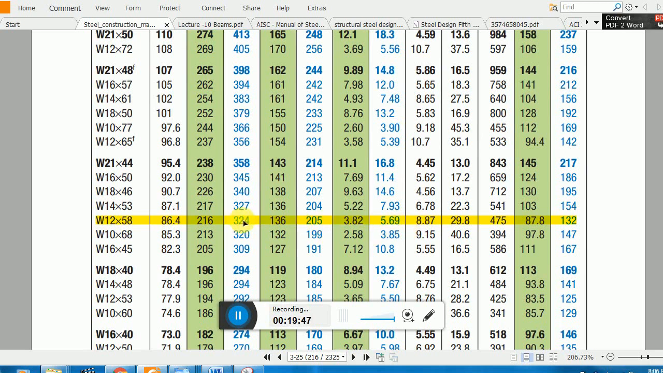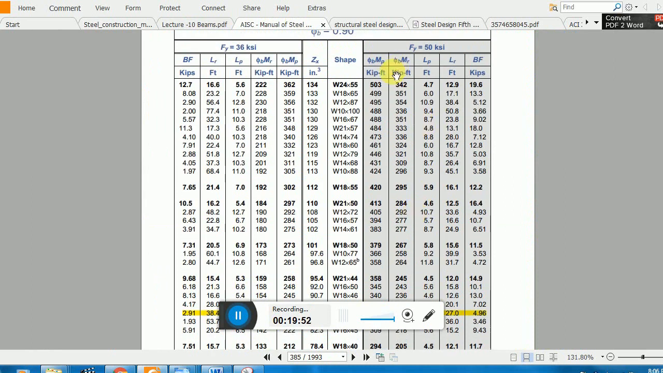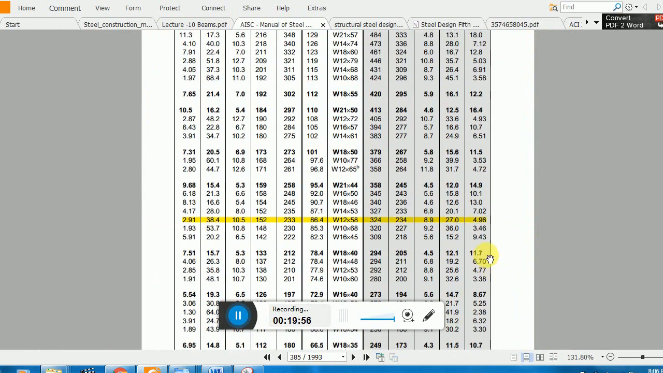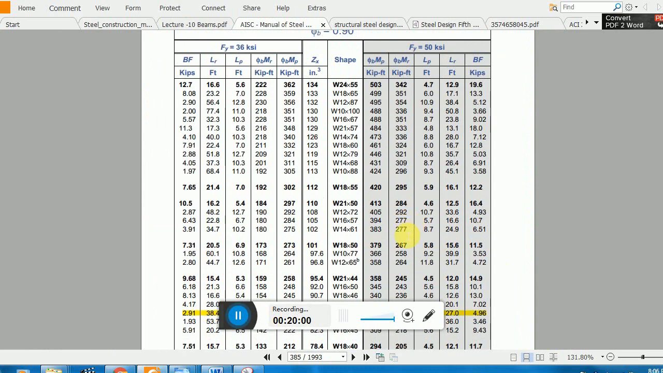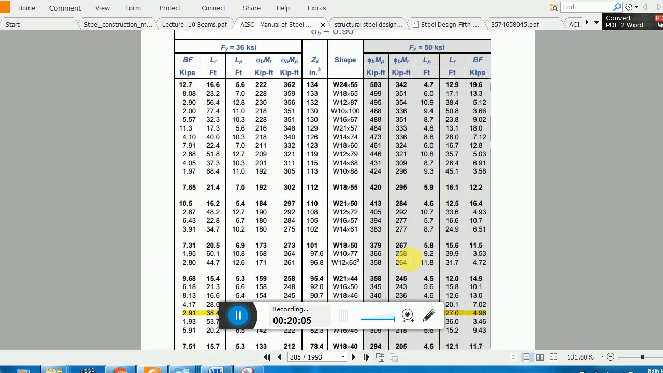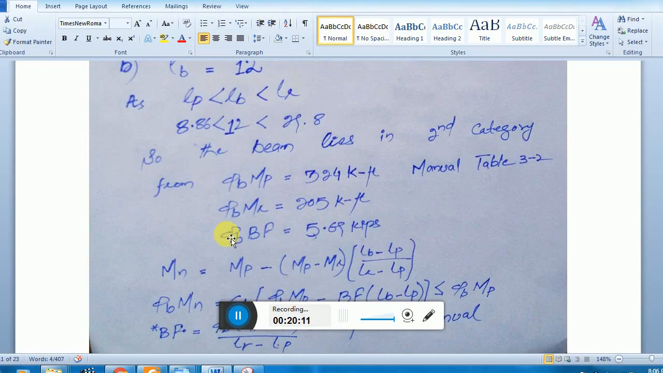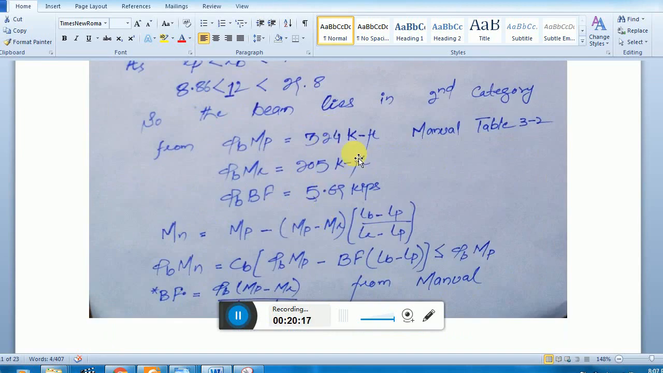324. If you have this manual, you see phi b Mp, phi b Mr, and BF, sorry, 4.96, 324, and here you have 234. So there is a little bit of difference between the two editions, but this is not a great difference. So they choose these values from the 14th edition, not from that LRFD manual third edition.